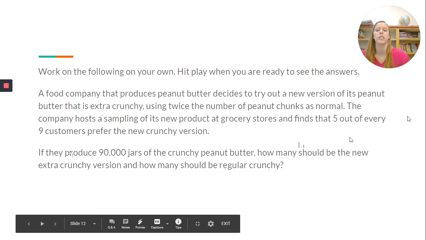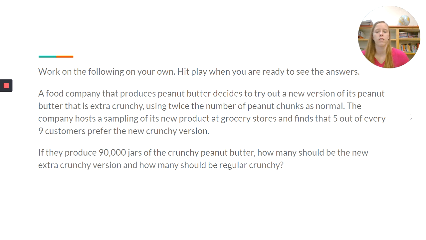And then if they produced 90,000 jars of the crunchy peanut butter, how many should be the new extra crunchy version and how many should be regular crunchy? Again, pause, and then when you're ready, hit play.